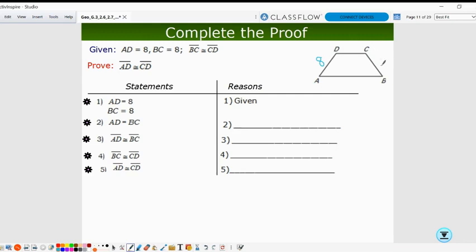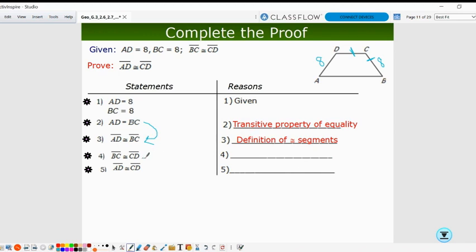BC is also equal to 8. And we know that BC is congruent to CD. We start out with the given statements, and then we say AD equals BC. This looks like the transitive property of equality. We go from equal to congruence, which is the definition of congruent segments.